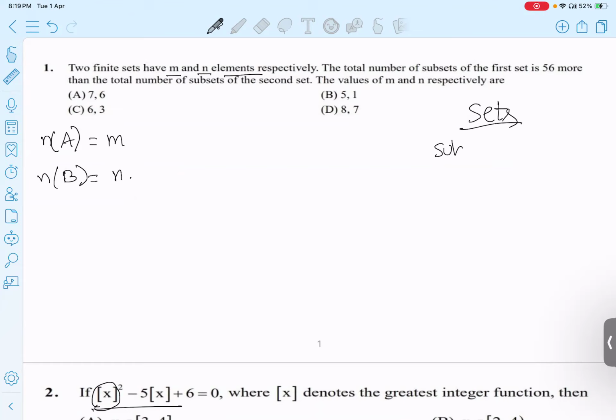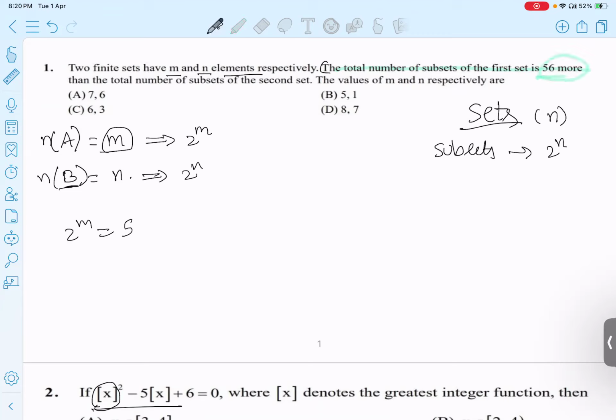Always remember about the subsets. If a set has n number of elements, then there will be 2 to the power of n number of subsets. If set A has m elements, it will have 2 to the power of m subsets, and set B will have 2 to the power of n subsets. Now let us go to the condition. What is the condition they have given? The total number of subsets of the first set, 2 to the power of m, is 56 more, that means 56 plus what? The total number of subsets of the second set, that is 2 to the power of n.